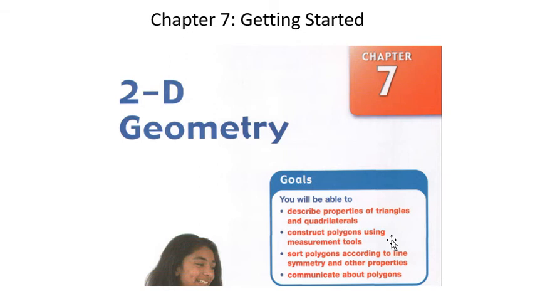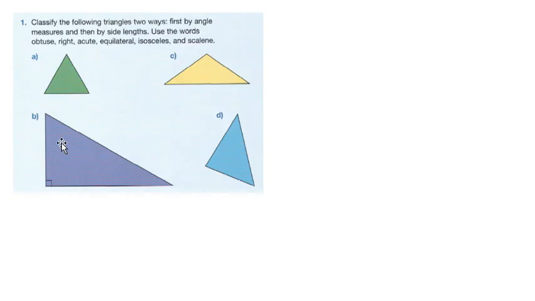Communicate about polygons. So today, as always, we're going to start with our review of previous terms and ideas. We are going to be looking at these triangles right here and classifying them first by angle measurement, the size of the angles, and then by the lengths of their sides. We're going to be using the following words: obtuse, right, acute, equilateral, isosceles, and scalene.